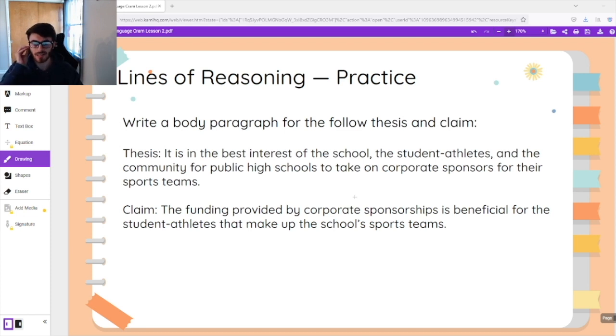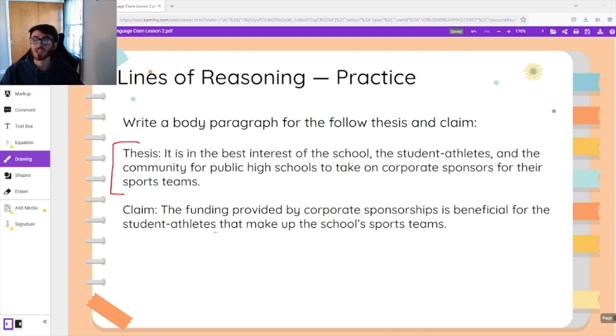Here's a thesis and a claim that you're going to write a body paragraph for. The thesis is that it is in the best interest of the school, the student athletes, and the community for public high schools to take on corporate sponsors for their sports teams. This is our main argument, our main thesis of our essay.